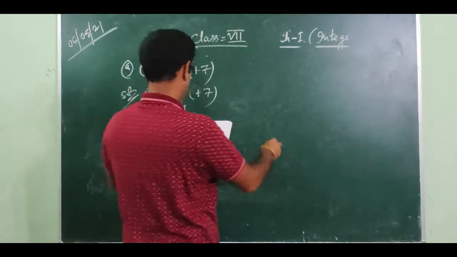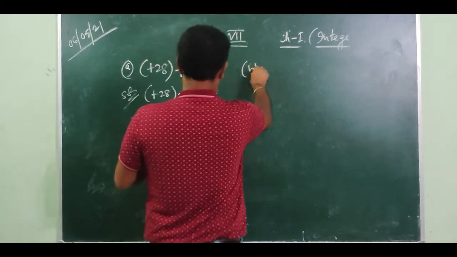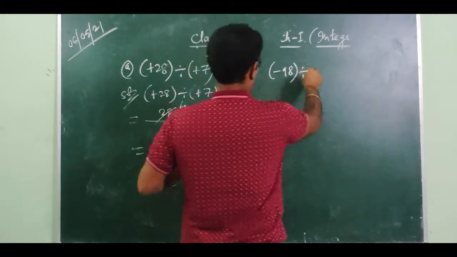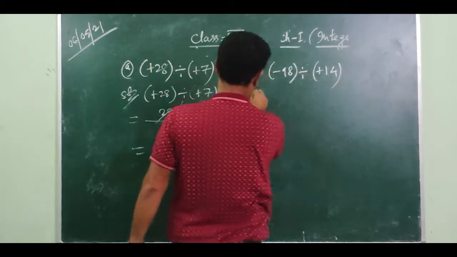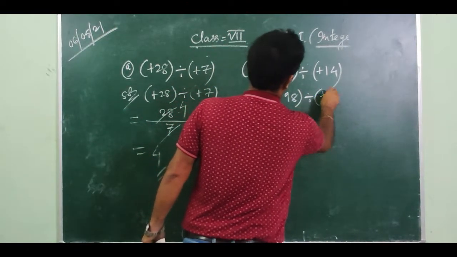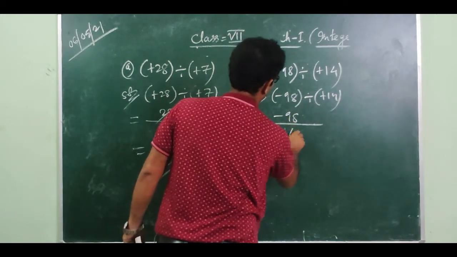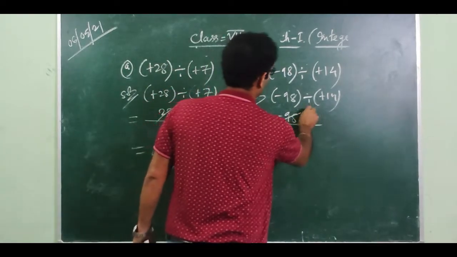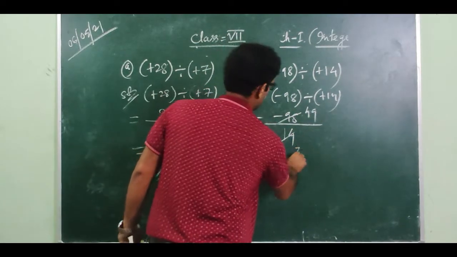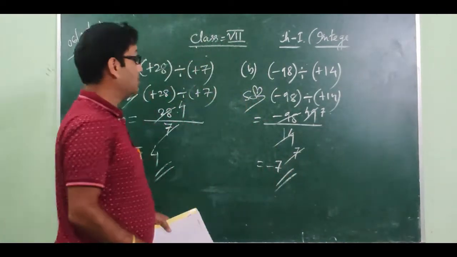But suppose in number B, minus 98 divided by plus 14 is given. In that case, how to solve minus 98 divided by plus 14? Minus 98 divided by 14. So you just reduce it by 2. 98 by 2 is 49, 14 by 2 is 7. 7 is 49? No, 49 divided by 7 is 7. That means your answer will be minus 7.